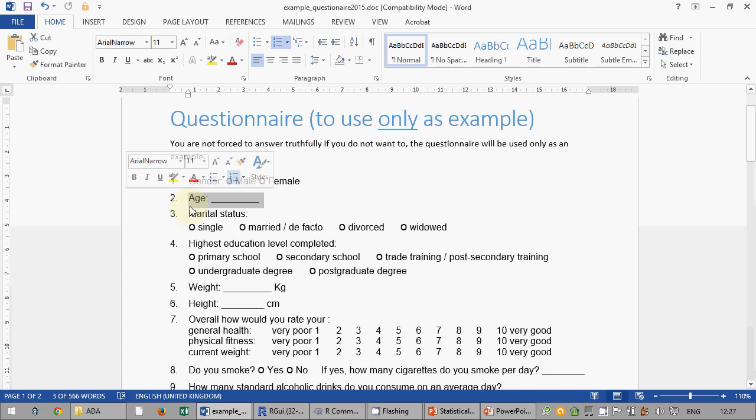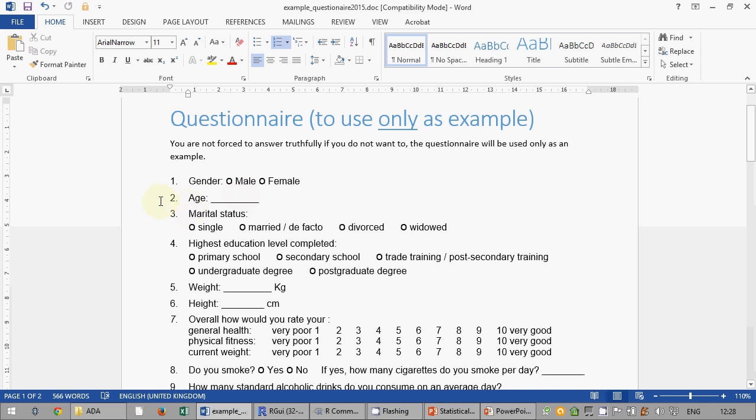Age. Well, age, I expect the people will answer with age in years, but for sure there will be people who answer with a year of birth. Well, it's age, a number. This is obviously a scale variable.